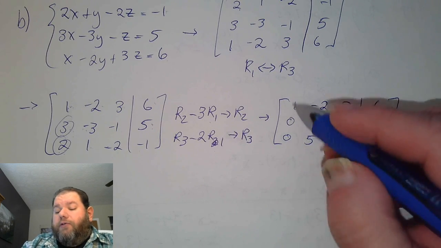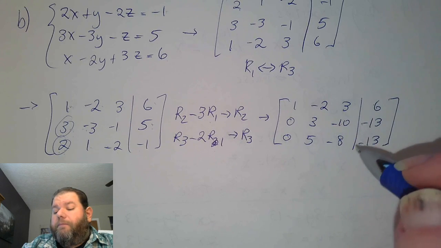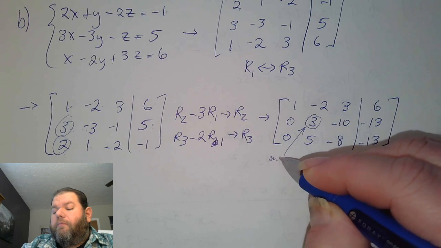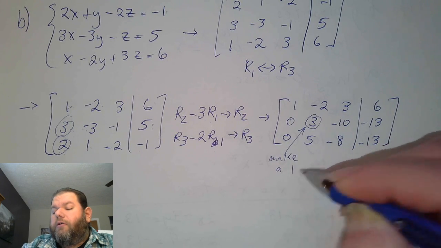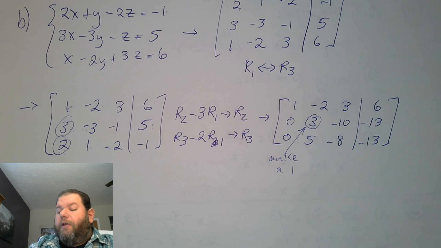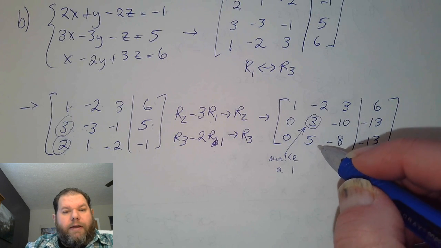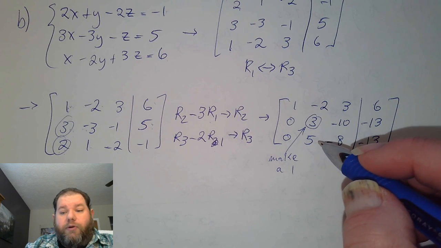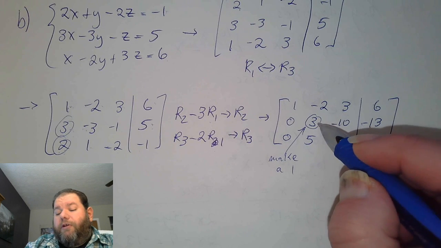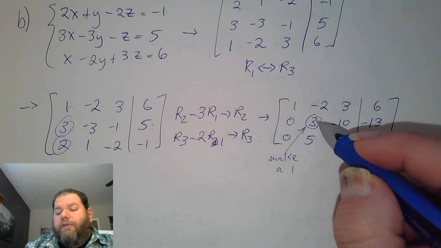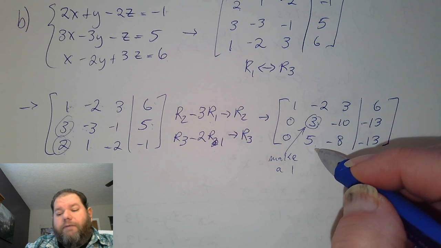Alright, so our first column is taken care of. Now, next thing we want is to make this a 1, right in the middle. And to do that, we have to be a little bit more creative. You know, we can't just take 5 minus 3 or 3 minus 5. That's not going to give us a 1. What we could do is multiply this one by 2 and then subtract our 5. This times 2 is 6. Minus 5 would make that a 1.